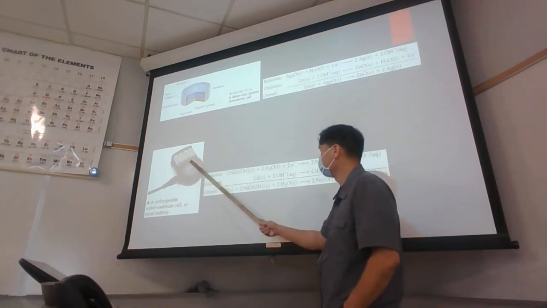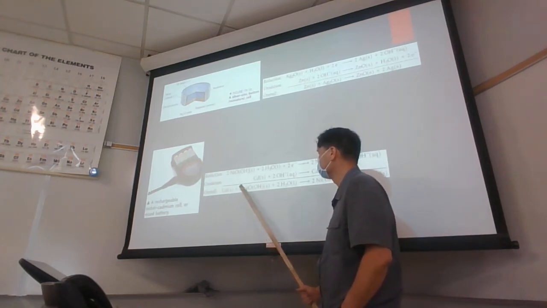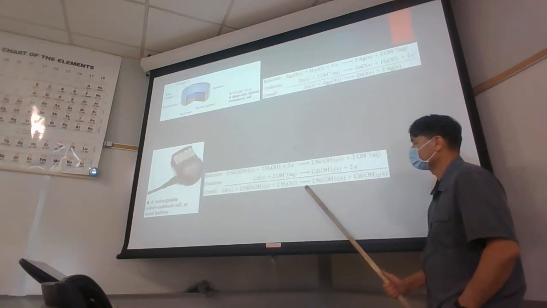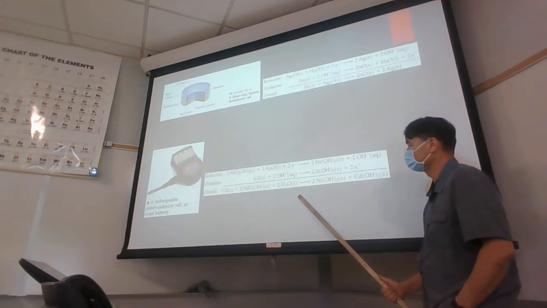Here's a rechargeable nickel cadmium battery. So this reaction is easy to reverse. And so you can recharge this one without too much difficulty.